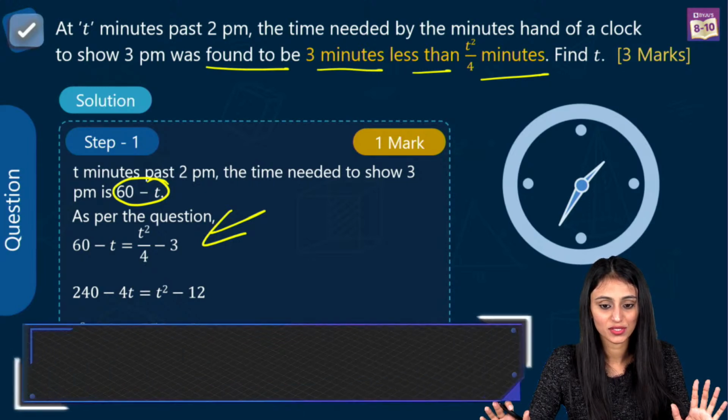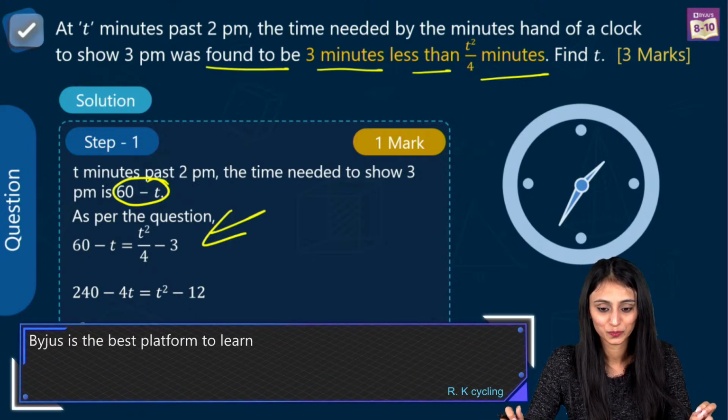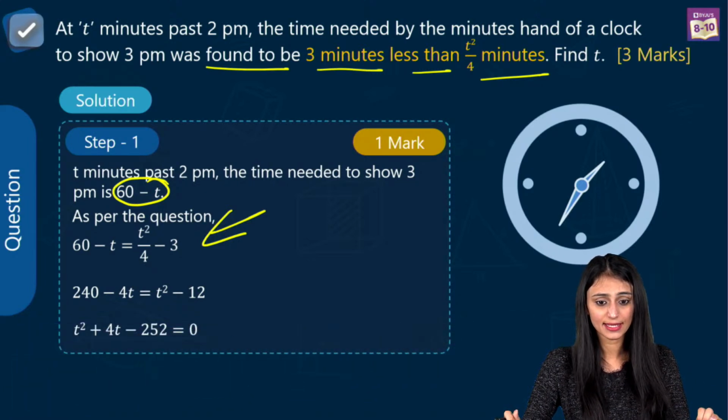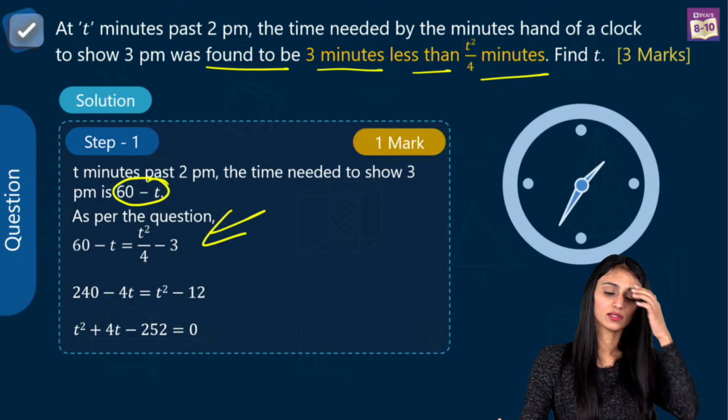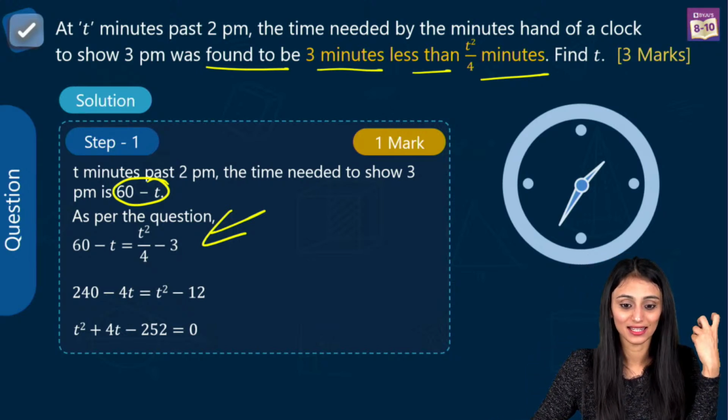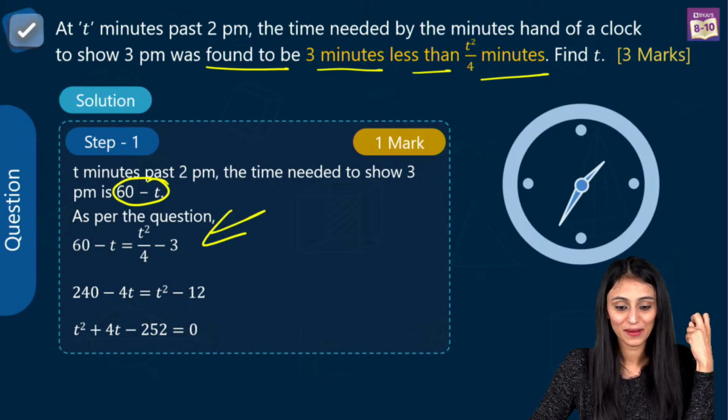It's okay, Saif. RK Cycling, Byjus is the best platform to learn. Thank you. I hope that everybody is clear with it, how to form the equation. Yes? Give me smileys or thumbs up in the comment section so that I can understand and move ahead. Yeah? Ankita Ghosh is saying yes, ma'am.